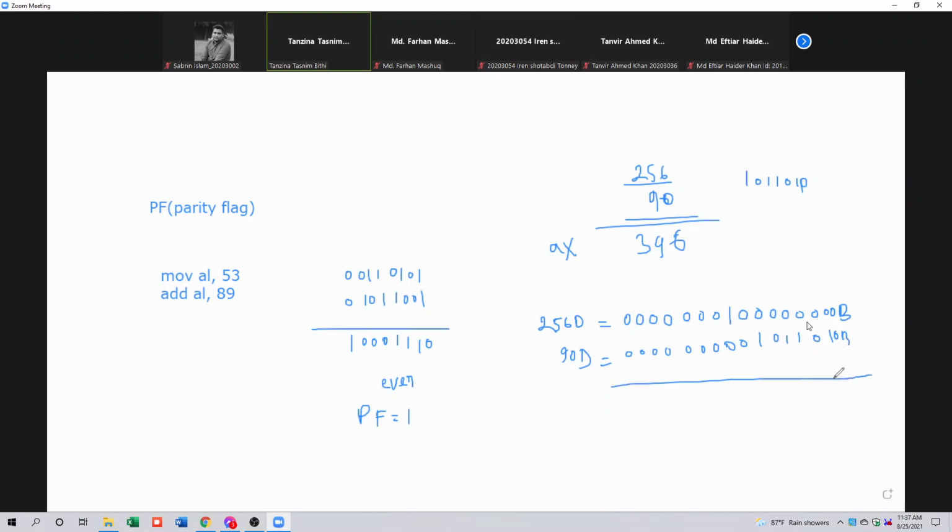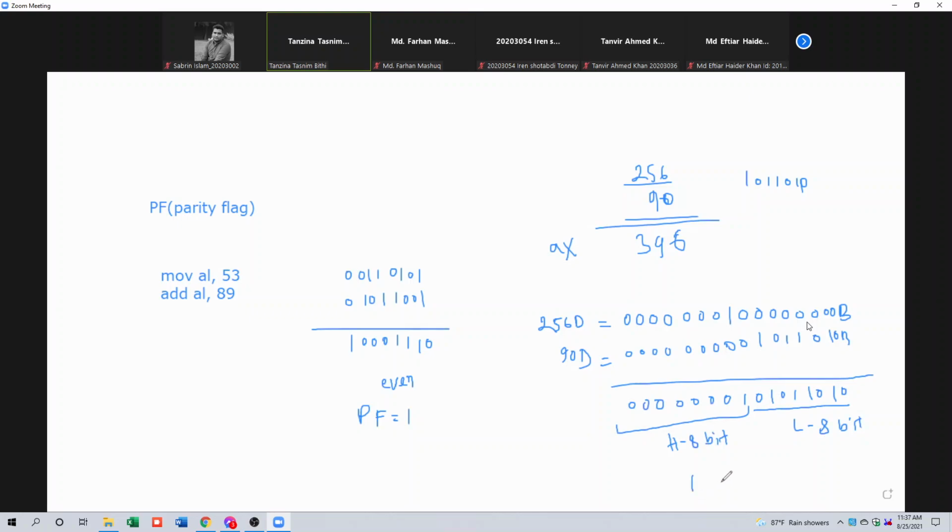Okay. So after adding these two numbers, you'll get the result 0 0 0 0 0 0 0 1 0 1 0 1 1 0 1 0, and there will be 7 zero bits, right? Now look at your result. The result is a 16-bit number, isn't it? This is your lower 8 bits, and this is your higher 8 bits, right? So in this 16-bit result, how many 1 bits are present? 1, 2, 3, 4, 5.